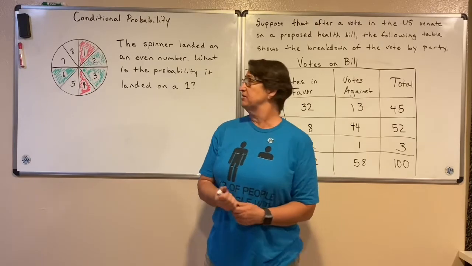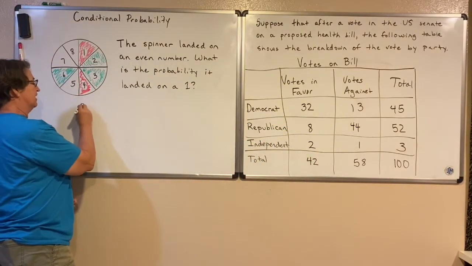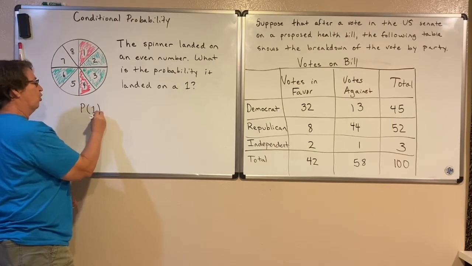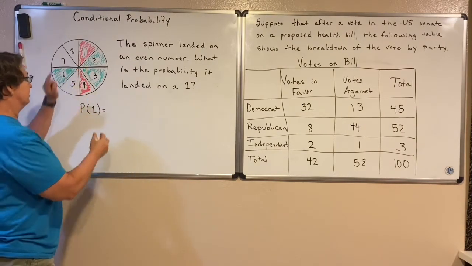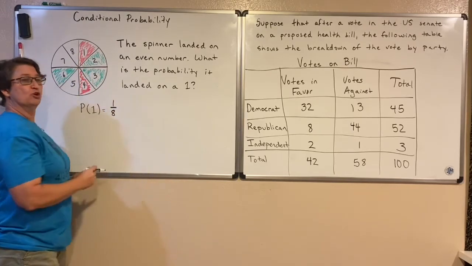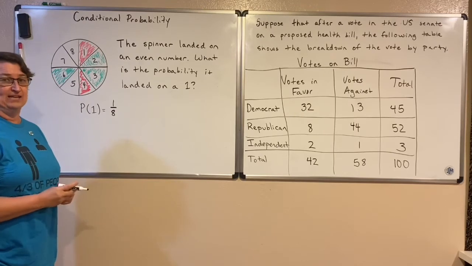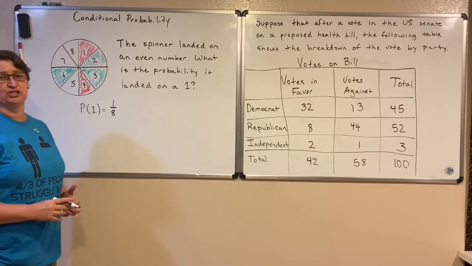So for instance, here, if I wanted to know what is the probability that I spin a 1 on this spinner, well, that probability is 1 out of a total of 8 numbers, so it's 1 out of 8, or 1/8. But now I'm going to change this just a little bit.